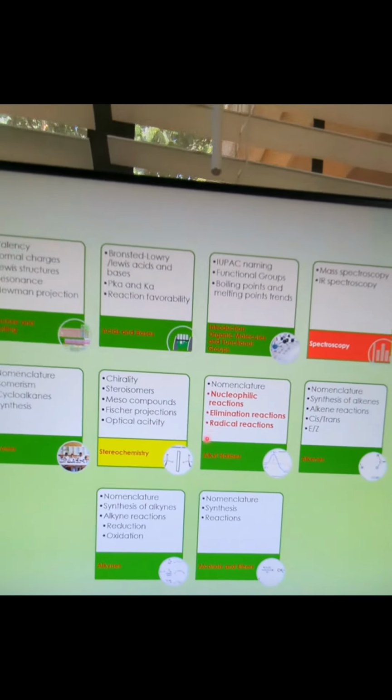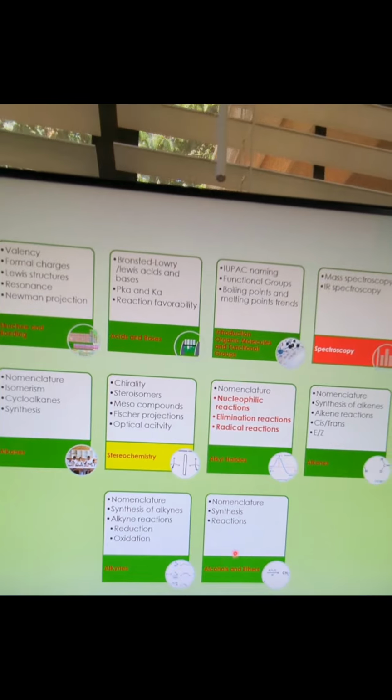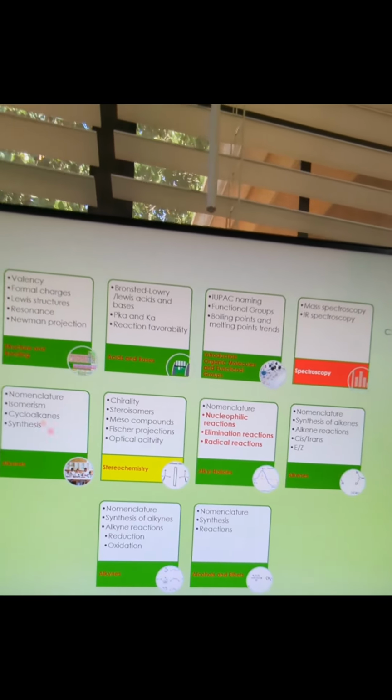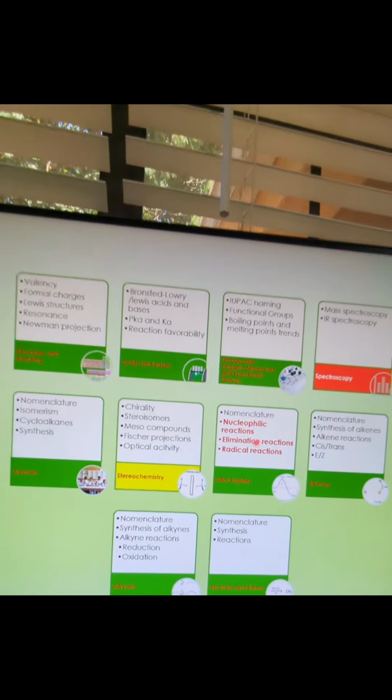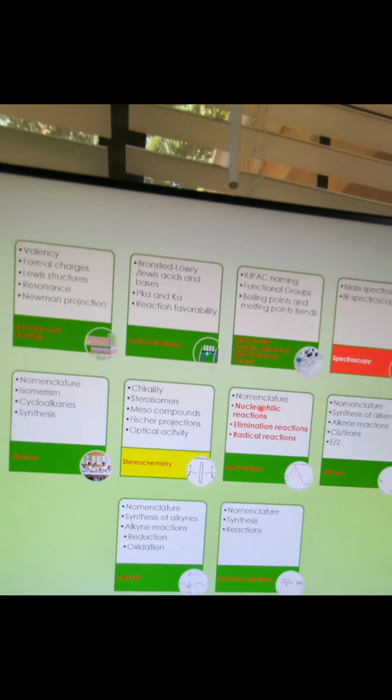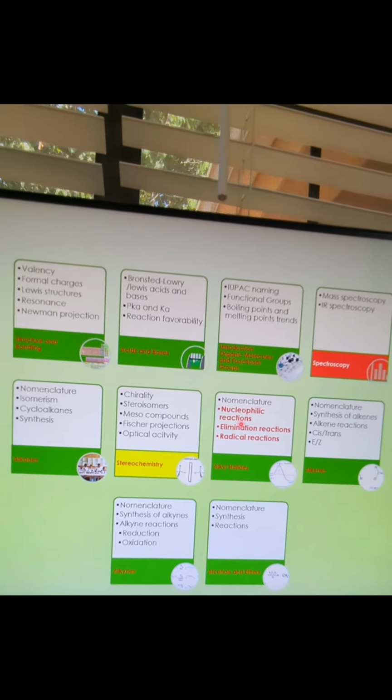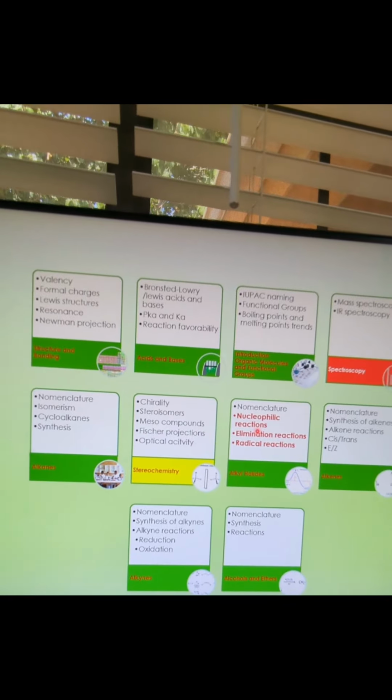The next one is going to be alkenes, alcohols, and ethers. So it's exactly the same thing. And alkyl halides is one more important one where you're getting introduced to general reactions. How do you do reactions, which will include nucleophilic substitution and elimination reactions.